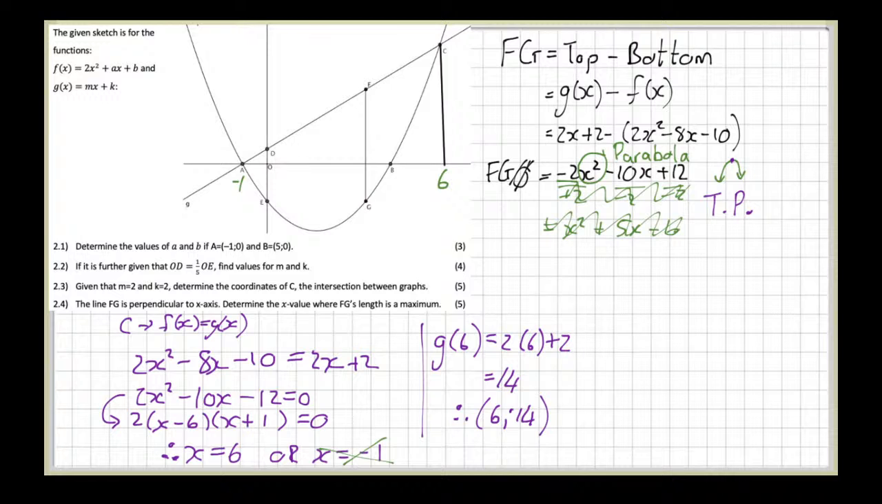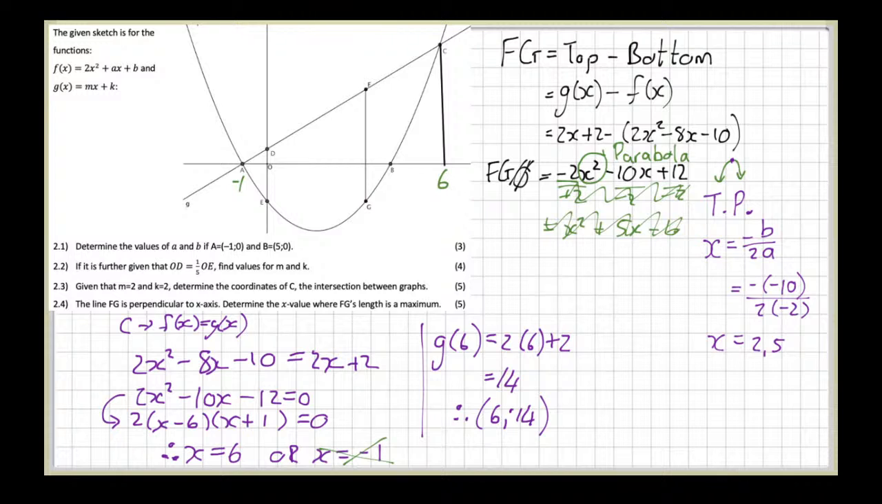So I need to get that axis of symmetry, x equal to negative b over 2a. Now b, in this case, is negative 10, so it's negative 10 over 2 times a, and a is negative 2. So in other words, x is 10 over 4, which is 2,5. Now, the question was, where is FG at a maximum? At x equal to 2,5. This means at x equal to 2,5, the distance between the two graphs will be at its furthest point.